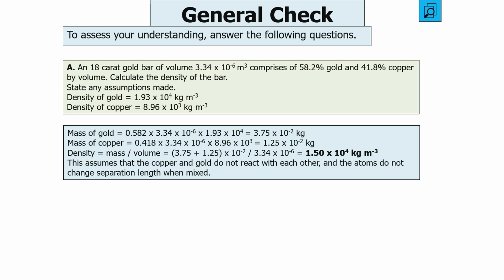Density is the total mass, so the two values added, over the total volume given in the question. Therefore our answer is 1.50 times 10 to the 4 kilograms per meter cubed. This assumes that the copper and the gold do not react with each other, and the atoms don't change separation length when they're mixed together.